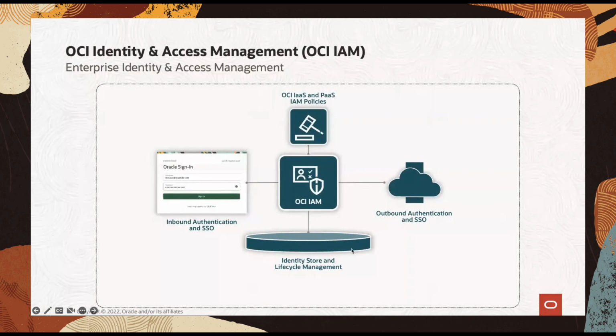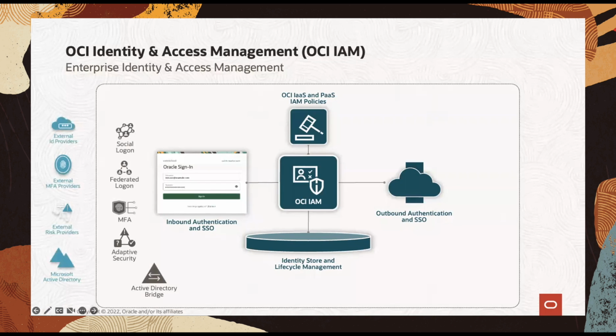So let's see what the core capabilities of the OCI IAM are. We have four key capabilities: inbound authentication and SSO, identity store and lifecycle management, outbound authentication and SSO, and Oracle Cloud authentication and access policies. Let's start with inbound authentication and SSO. This is how the users are authenticated into the service.